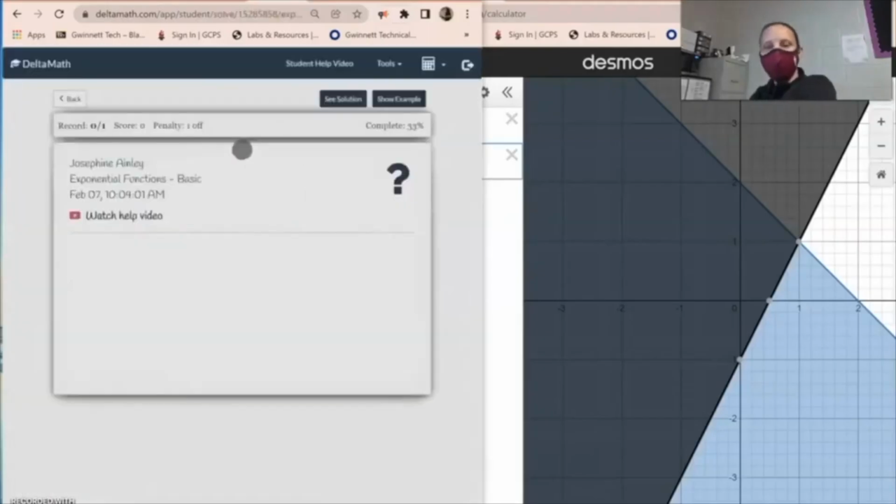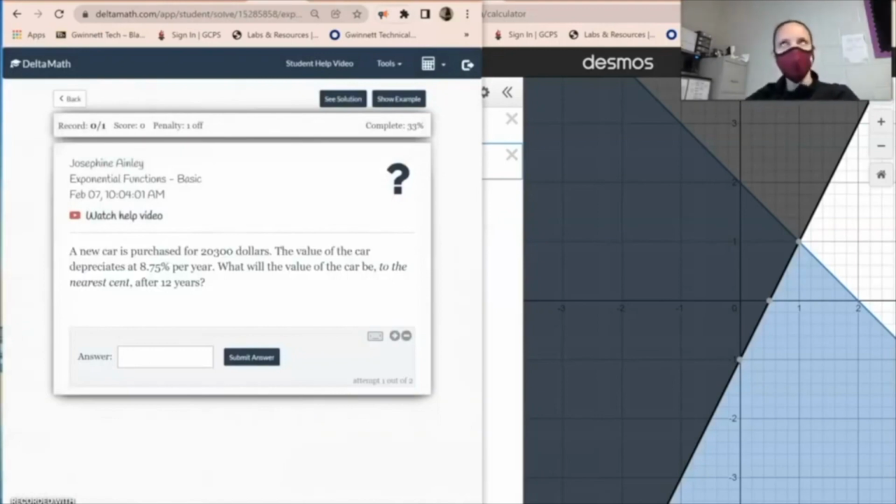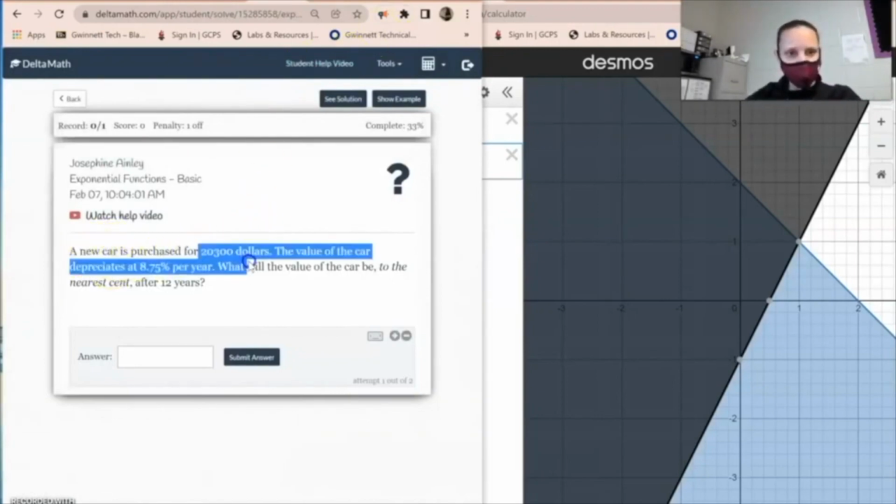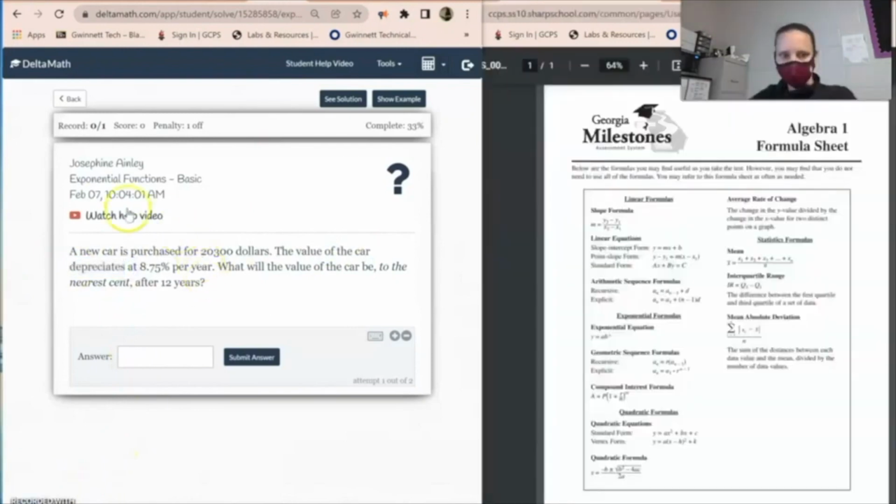All right, and then it's half-life, or the other one, double. So for mine, it says a new car is purchased. The value of the car depreciates. And what does that mean? Depreciate means that it goes down. All right, now I did pull up the formula sheet. So this is exponential functions. So I come to exponential equations, and this is that equation right there.